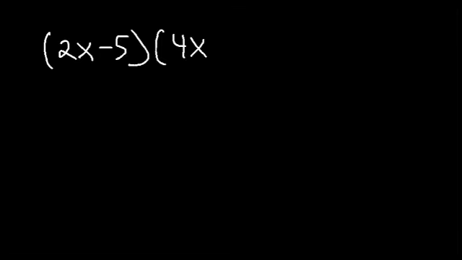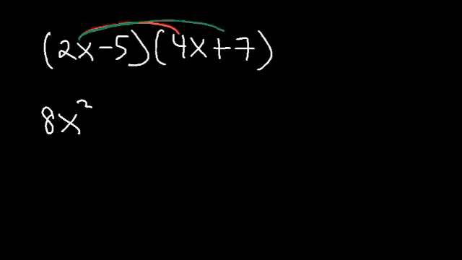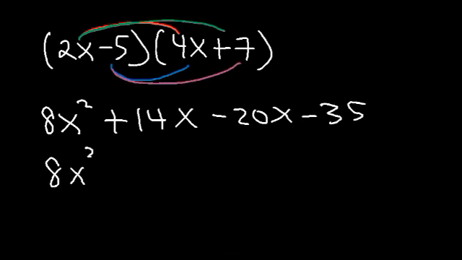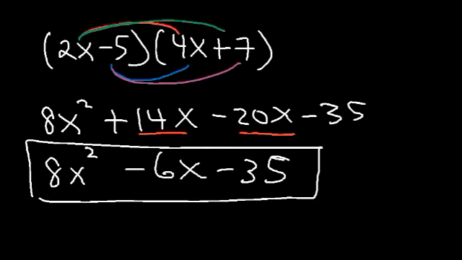Try this example: 2x minus 5 and 4x plus 7. Go ahead and FOIL this expression. So 2x times 4x, that's 8x squared, and 2x times 7 is 14x. Negative 5 and 4x is negative 20x, and negative 5 times 7 is negative 35. So let's add like terms. 14x minus 20x is negative 6x. So this is the final answer to this particular problem.